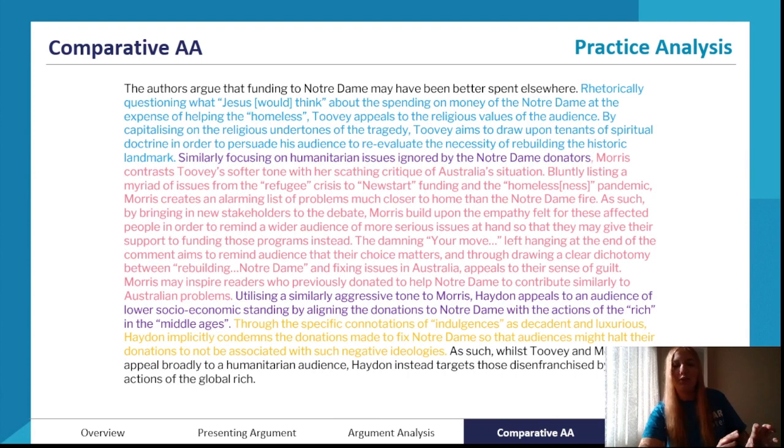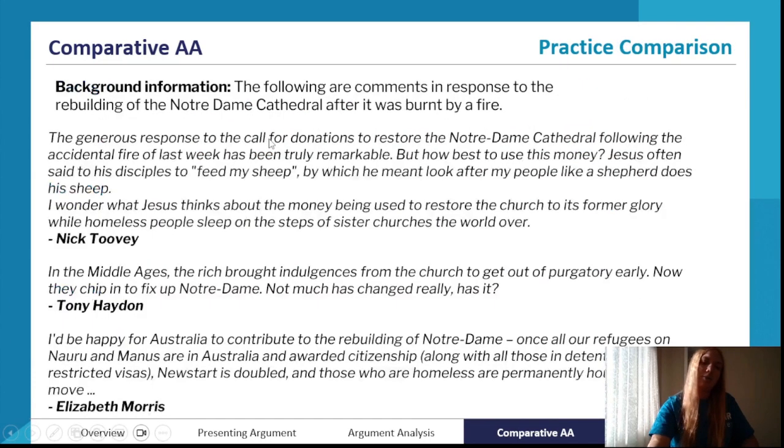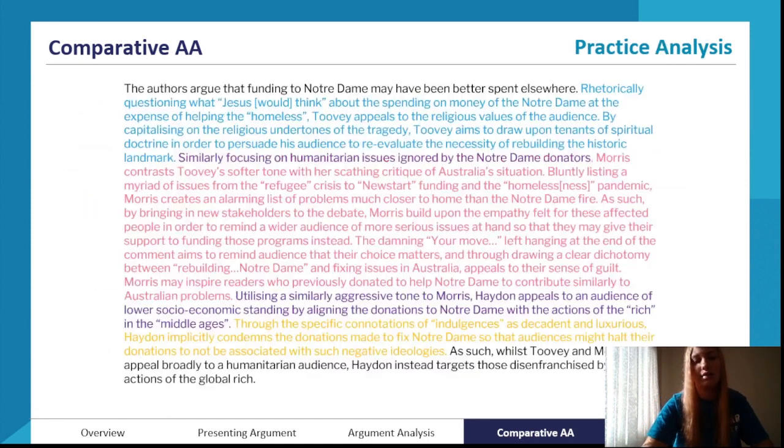So I won't read through everything, but there are some key things that I want you guys to get out of this. How can you start an argument? We talked about how you could base your arguments around your main article, but what if you have some short pieces of material like this? Start with a similarity. The authors all argue that funding to the Notre Dame may have been better spent elsewhere. Then discuss our first piece. Here we're discussing Tuvi's piece and the religious values, and that's going to be different from anything else we choose to bring in from there. His was quite unique, and it wasn't attacking either.